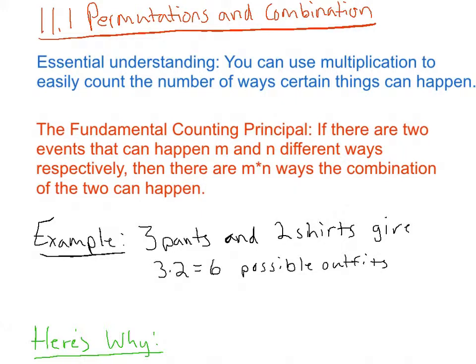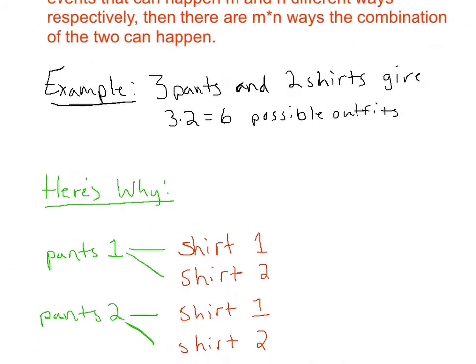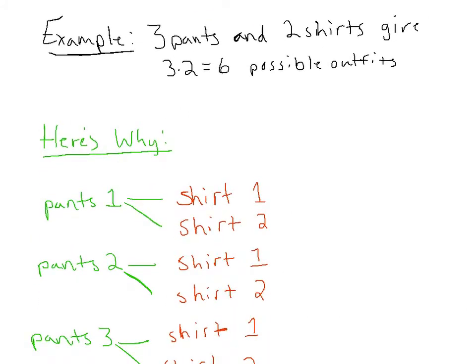Now this is dealing with combinations, and one thing about combinations is the second event doesn't really care about what the first event is doing. So for example, if you are trying to pick out an outfit to wear and you have 3 pants and 2 shirts that you can wear, this gives us 3 times 2 possible outfits, so 6 possible outfits.